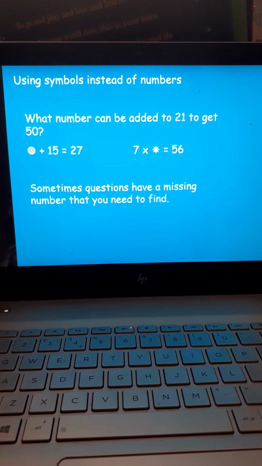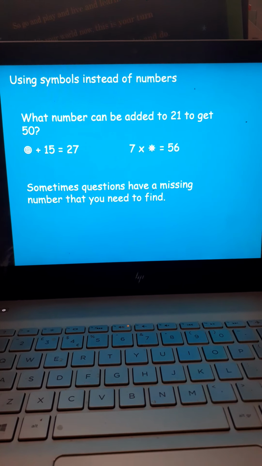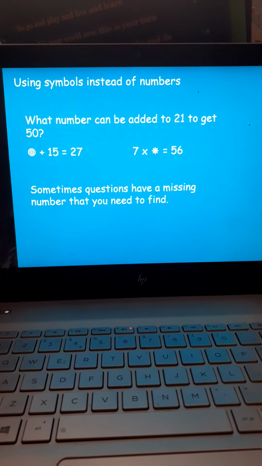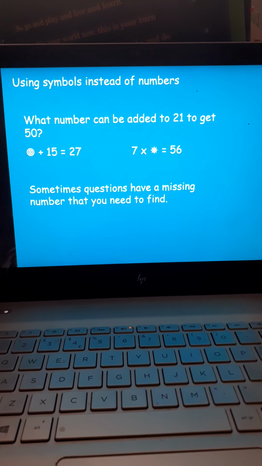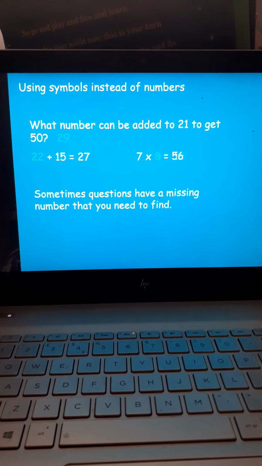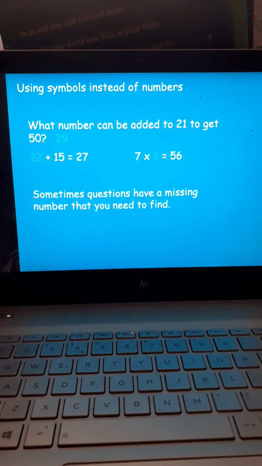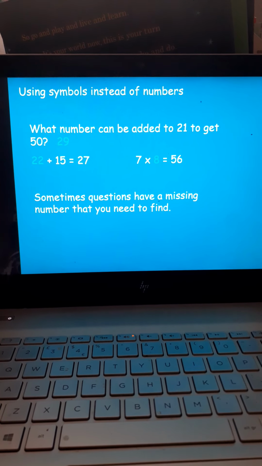What number can be added to 21 to get 50? Can you also work out the value of that circly thing and the value of that starry thing? If you want to pause the video now and have a go, you can do. Here are the answers. 29, 22, and 8.